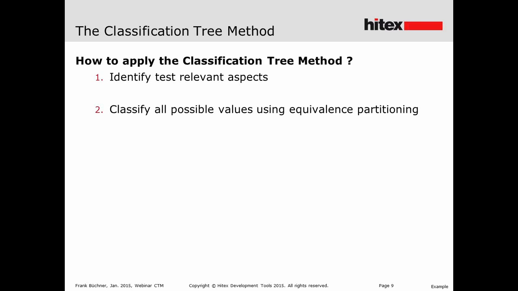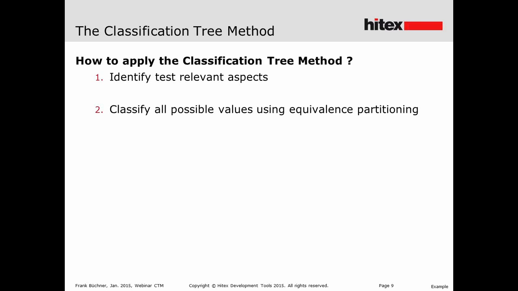Equivalence partitioning works like this: you create classes for the values of your test relevant aspect, and you put all these values in one class of which you think that if one value will find an error in the test object, all the other values in the same class will also detect the same error. This means you are able to select an arbitrary representative from one class and use this value for all the tests you plan to do. And this reduces the amount of possible test cases to a very small extent.